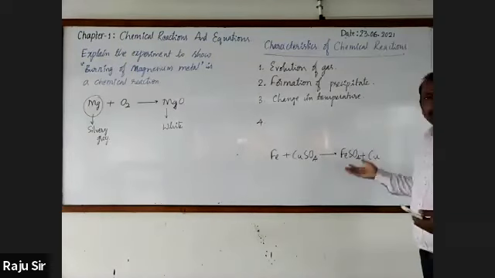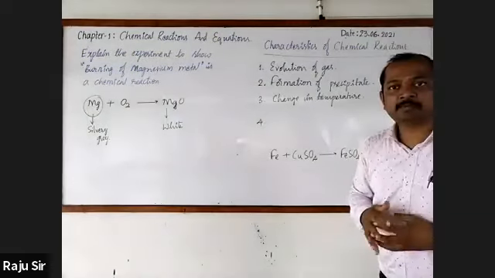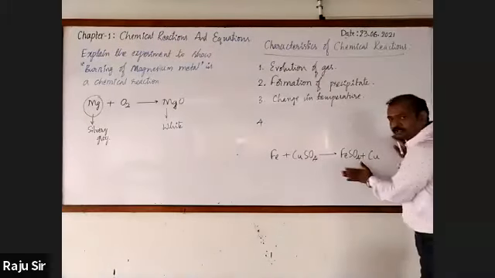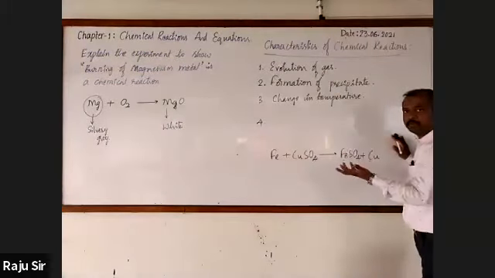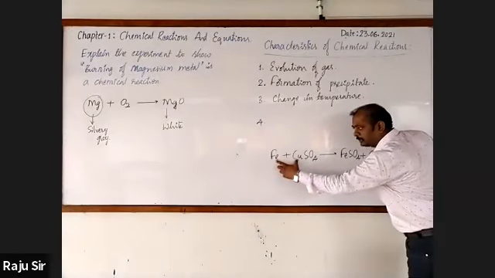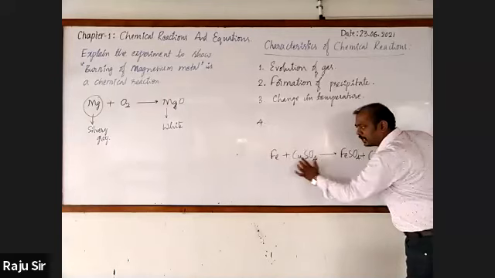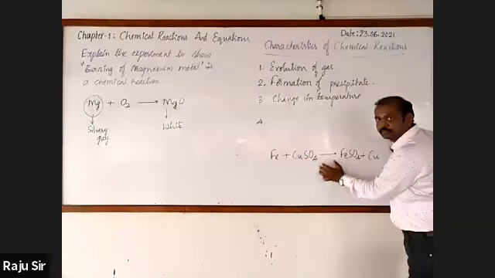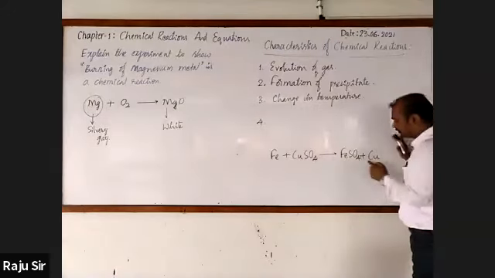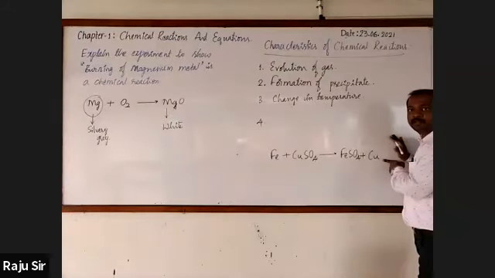And you know that you have learned this as a displacement reaction in your previous class. In this chemical reaction, what actually happens is, here iron is more reactive than copper. It displaces copper from the copper sulfate and produces iron sulfate. As a result of it, copper gets separated.